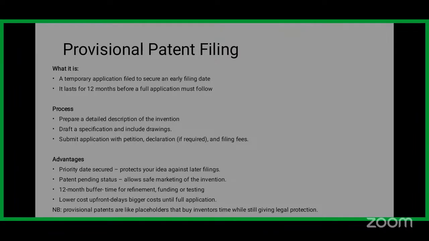And so you want to secure an earlier time so that when you are filing later, maybe after you've done some modifications and you want to file subsequent, you can be able to make use of the prior date. So your invention will be taken as having filed on the prior date, the date you filed the provisional patent. So it helps you to save that time. That's the priority date, properly so called.